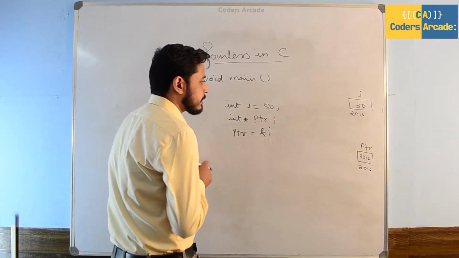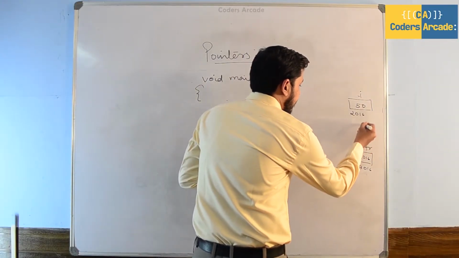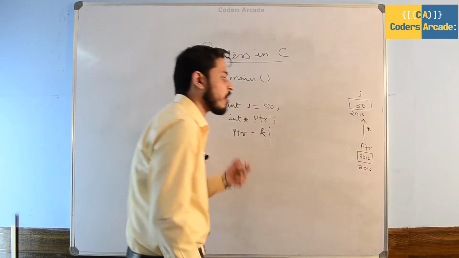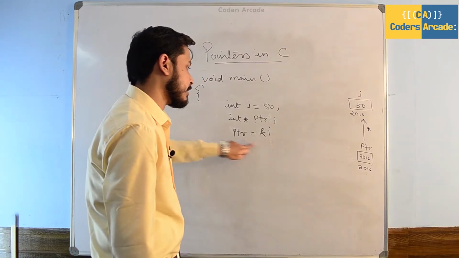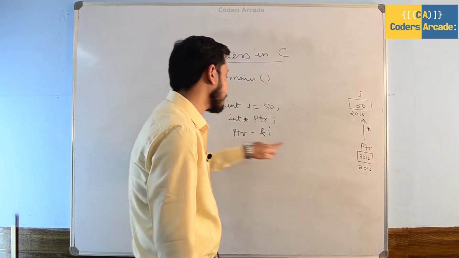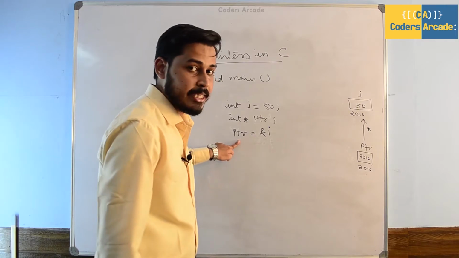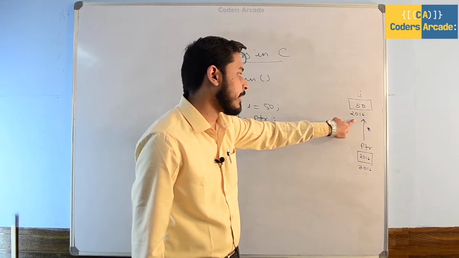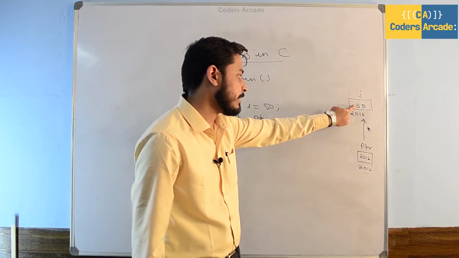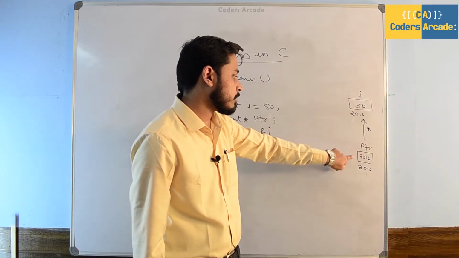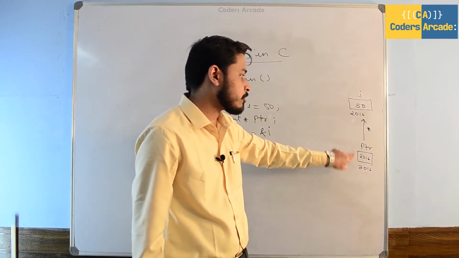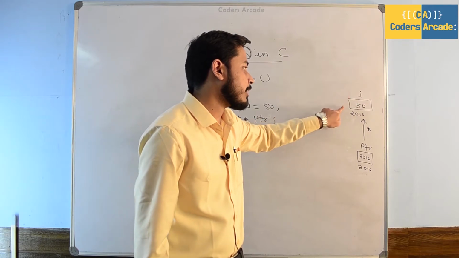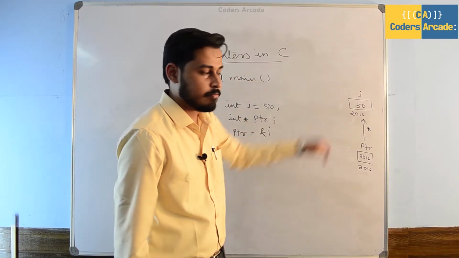Now with this, the pointer is pointing towards this memory location of I. Why? Because I have given the value of ptr as ampersand I. So now this ptr is pointing towards this address of I, which holds 50, right? Just because I have given the value of ptr to be the address of I. Now this pointer is pointing towards the address of this particular memory location of variable I.